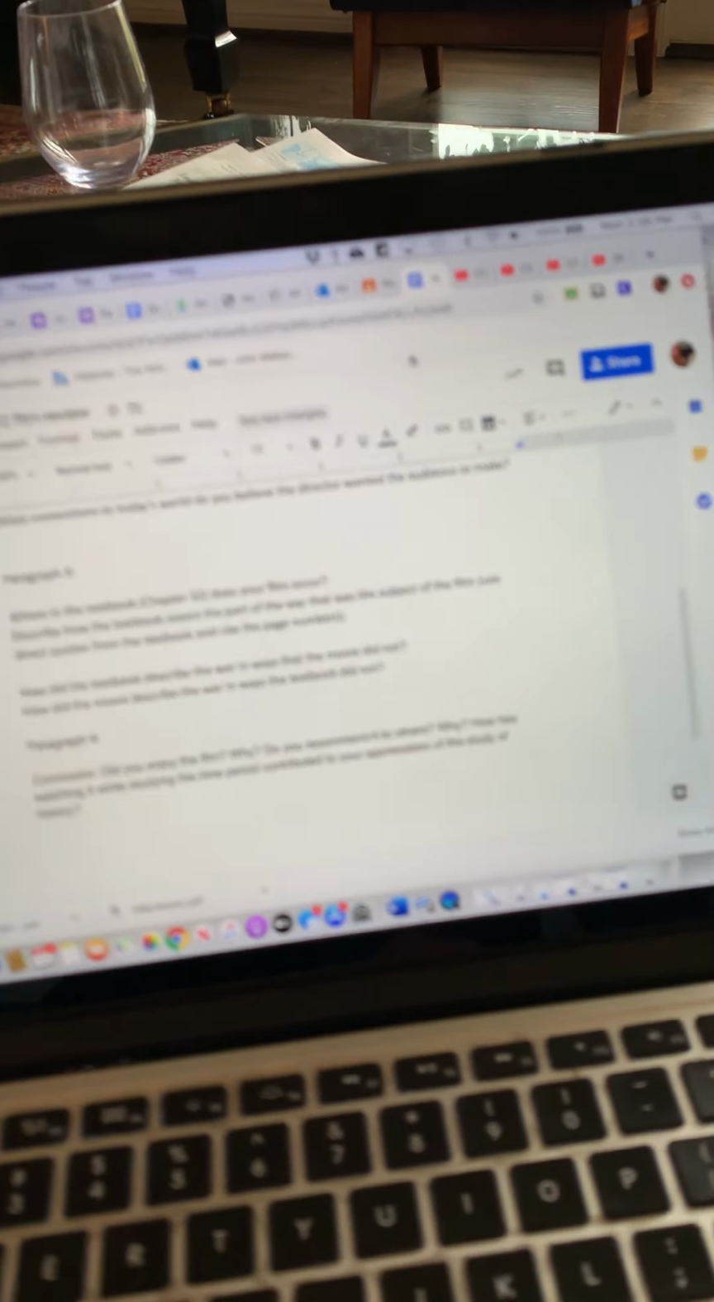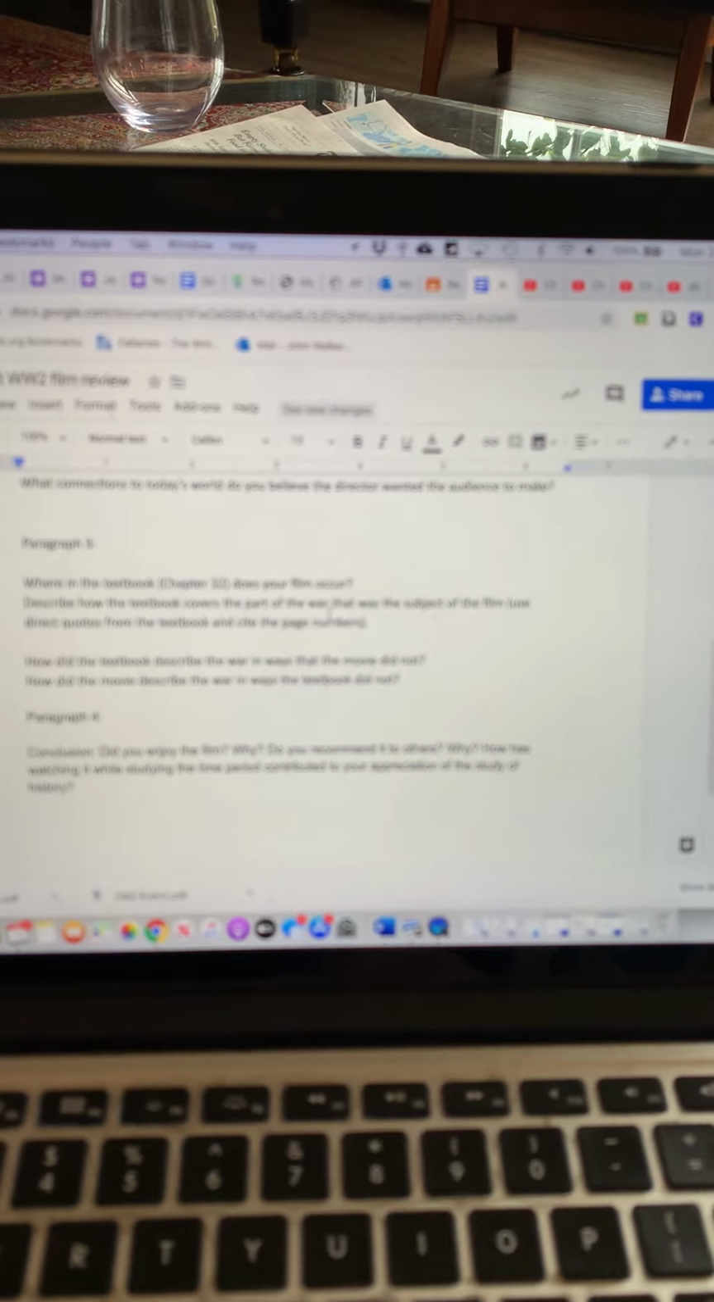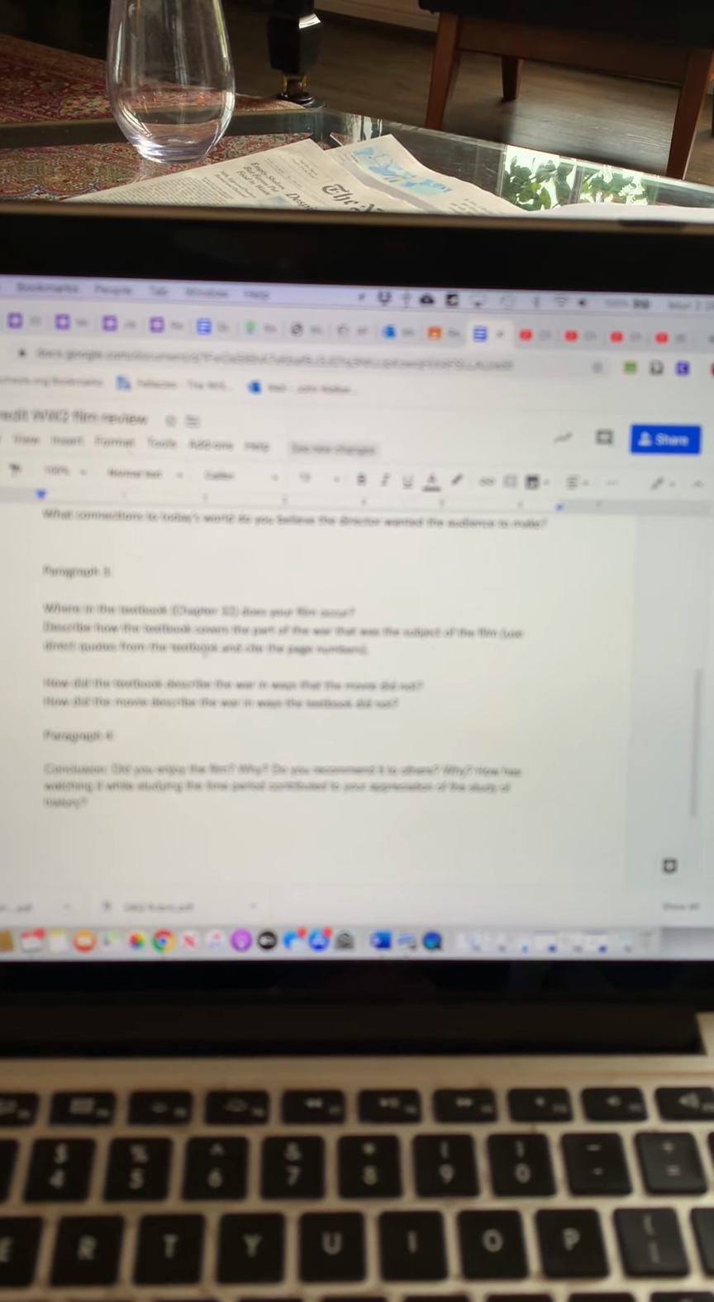And then the questions that I have: where does it occur? How does the textbook cover the part of the war that was the subject of the film? And so quote from the textbook and then say what page number you found it on that had to do with the film you saw. And then how does the textbook describe the war in a way that the movie did not? Is there something in the textbook that was not in the film that has to do with it? And then tell me, how does the movie describe the war in a way that the textbook did not describe the war? All right, that's your third paragraph.